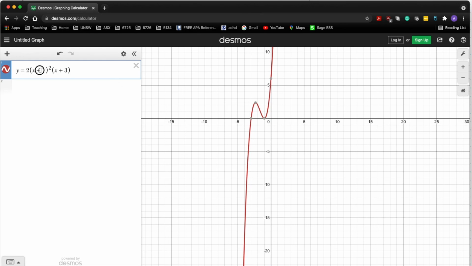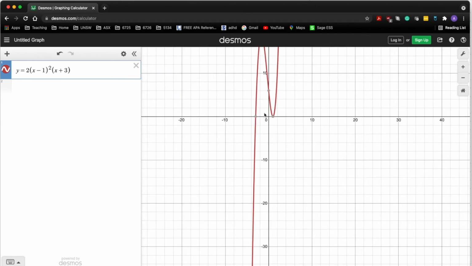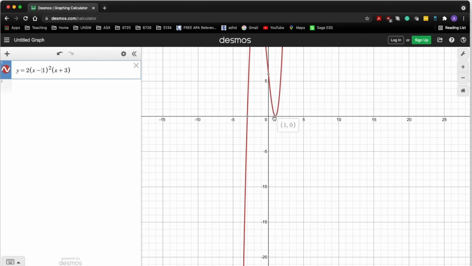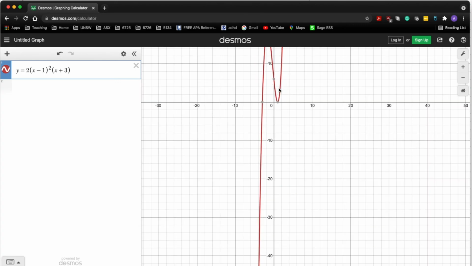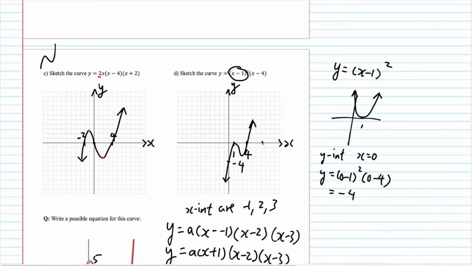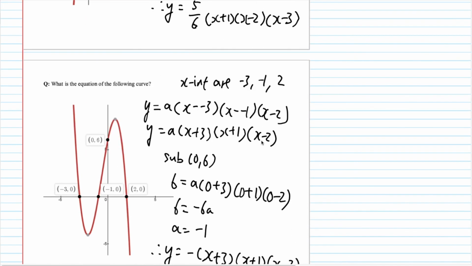If I change this to x minus 1 squared, you notice that at x equals to 1, there's a vertex looking point, and x equals minus 3 is still going to be the x-intercept. Alright, so with all this, hopefully you should have no trouble doing the homework.